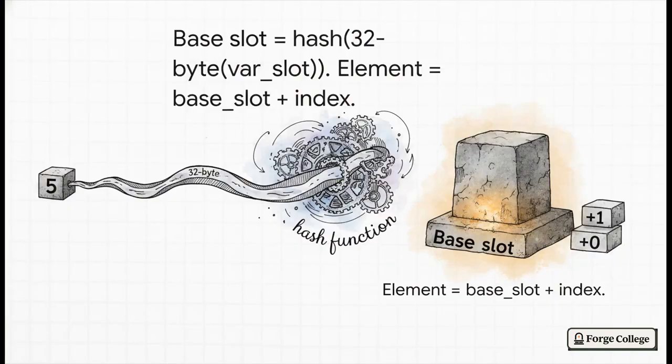Let's break down the math for dynamic arrays first. As you'll see, the base slot is simply the hash of the 32-byte representation of the variable slot. Let's put that into perspective with a concrete example. Say your array is assigned to variable slot number 5. We take that number 5, pad it all the way out to 32 bytes, and then we hash it. That massive, crazy number we get back, that is our base address. Now, to find where the actual elements go, we literally just numerically add the index. So element 0 is at the base slot plus 0. Element 1 is base slot plus 1, and so on. It's actually beautifully simple once you have that base figured out.